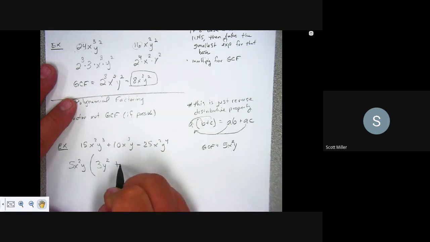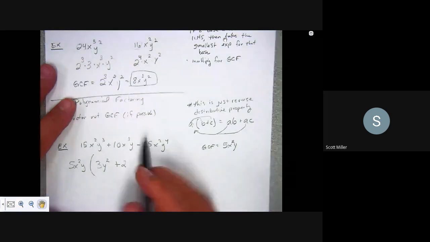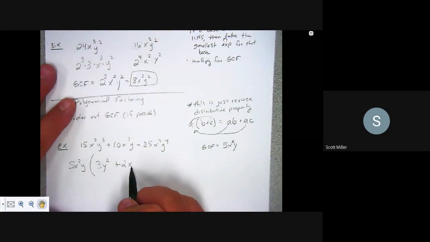Plus, now do the next term. Now we're doing this one. Same way. 5 times what is 10? 2. X squared times what gives me x to the third? I need another x. Y times what is y? Y times 1. So we don't do anything here. It's all gone.